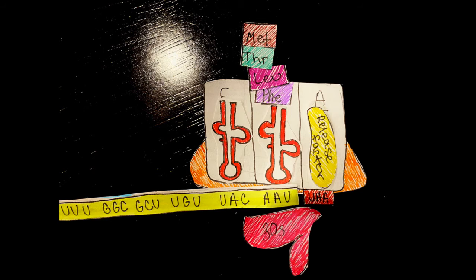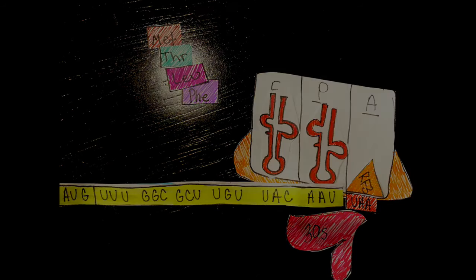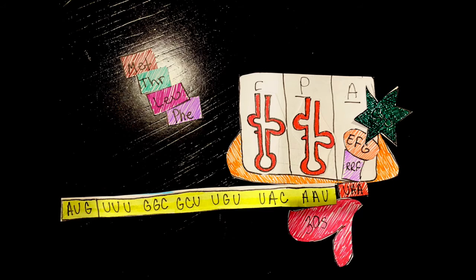A release factor, RF1 or RF2, cuts the bond holding the peptide chain to the ribosome, which releases it. RF3 comes in and causes the other release factor to be expelled. Finally, a ribosome recycling factor comes on to undock the ribosome from the strand. IF3 reattaches to the small subunit to keep them from reconnecting.